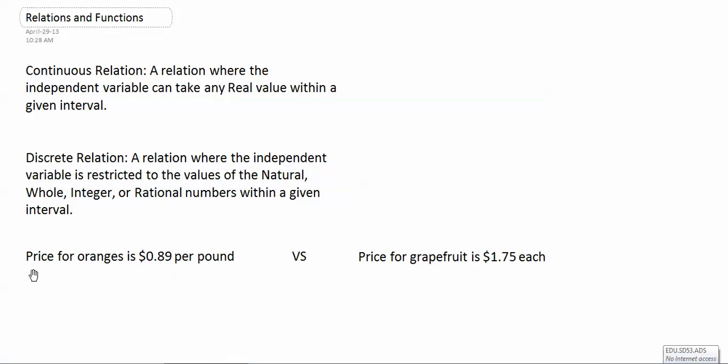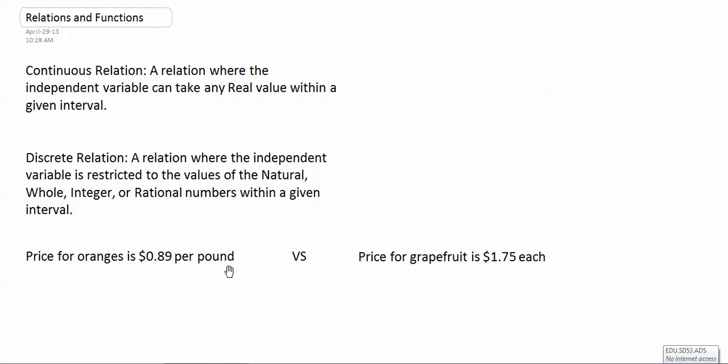So let's take a look here. I've got two examples. The price of oranges is 89 cents per pound, versus the price for grapefruit is $1.75 each. One of these is continuous, the other one is discrete. Now how can we tell which? Well, it has to do with what our inputs are.